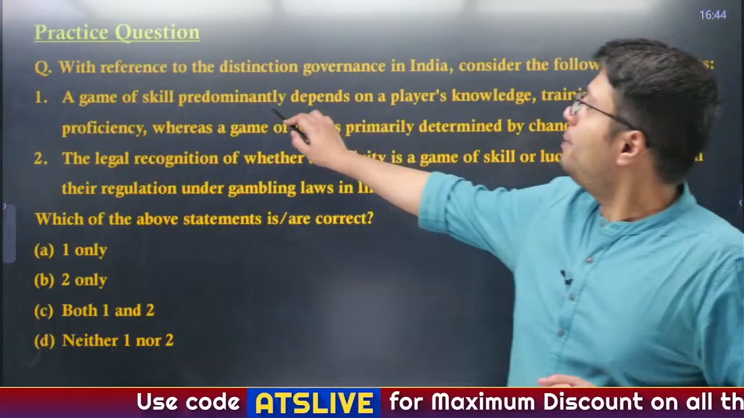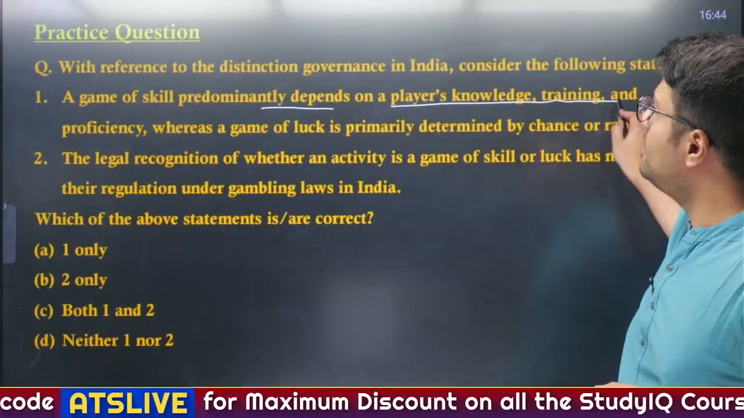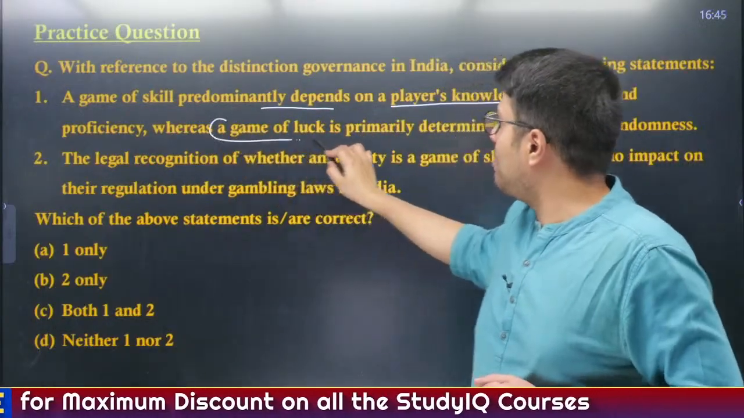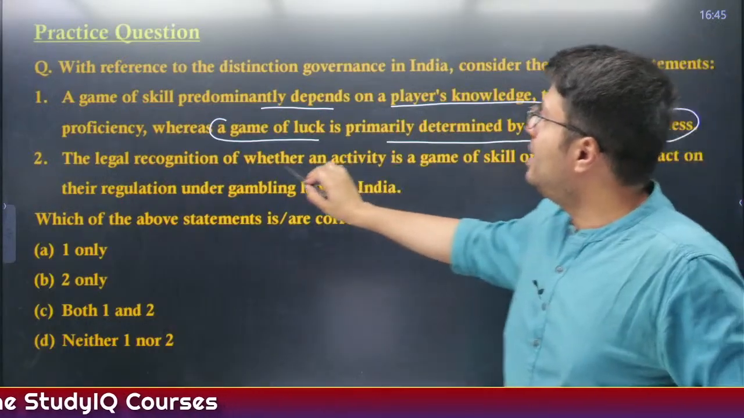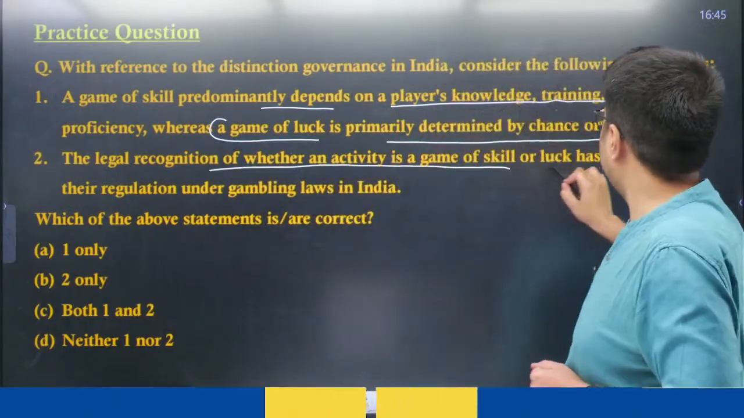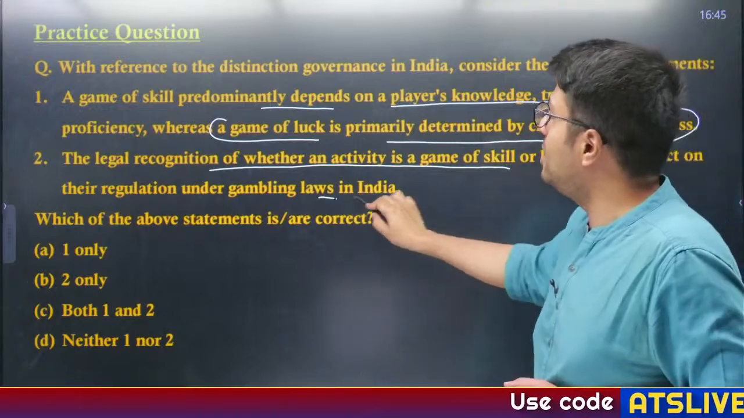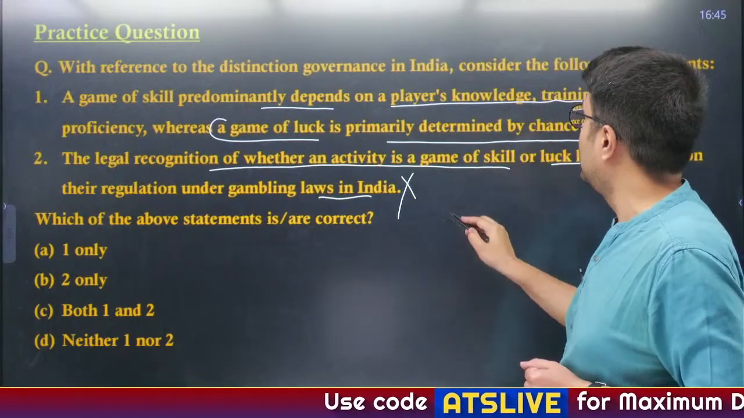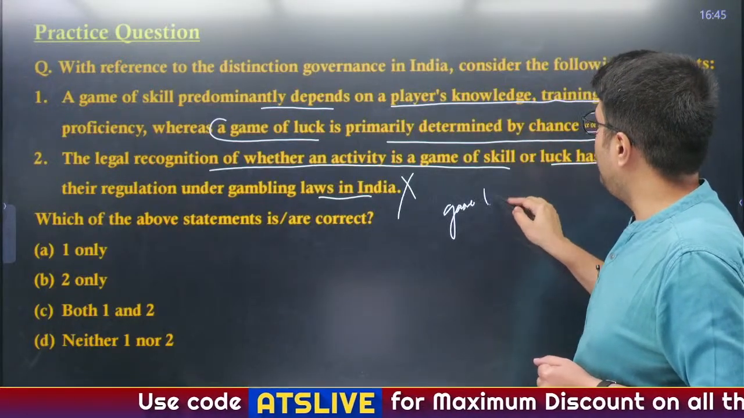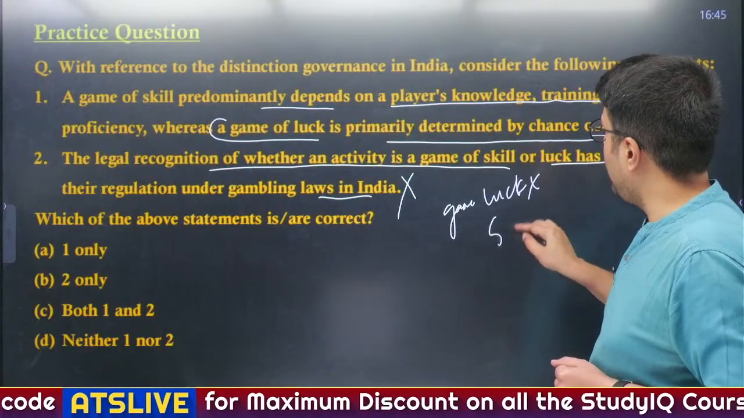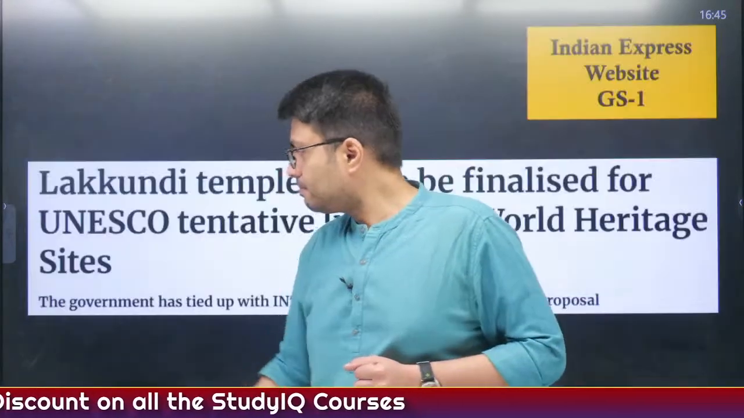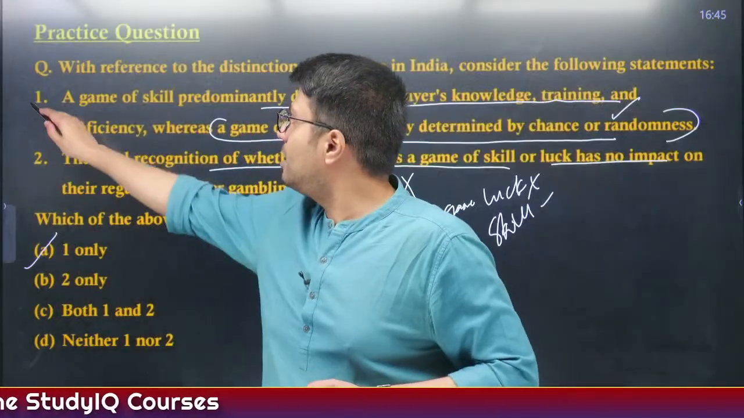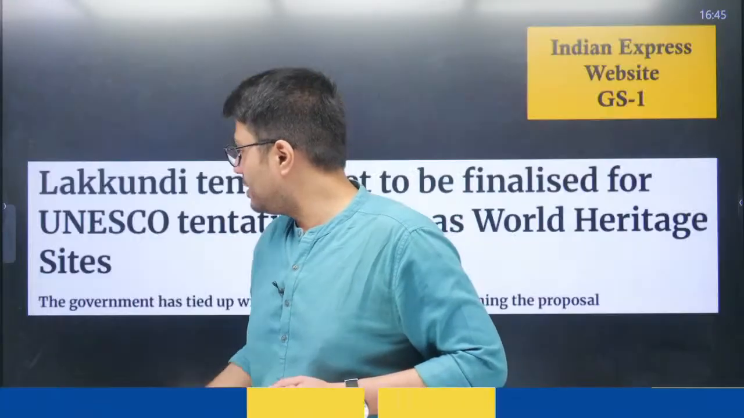Well, a game of skill predominantly depends on players' knowledge, training and proficiency, yes, whereas a game of luck is primarily determined by chance or randomness, correct. The legal recognition of whether an activity is a game of skill or luck has no impact on the regulation under gambling laws in India. This is incorrect, because a game of luck is not permitted, a game of skill is permitted, right? So option A is the right answer, because the first is correct, the second is incorrect.